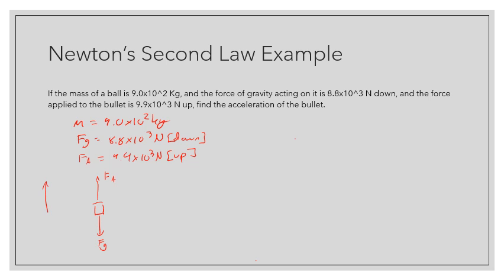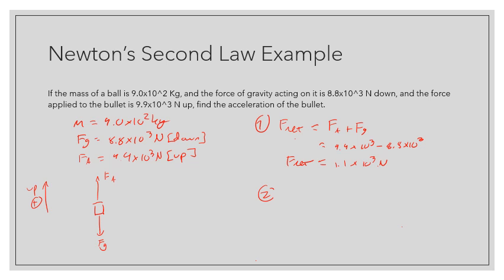In this case, let's make up the positive direction. First, let's get the net force. Force net is equal to Fa plus Fg. That'll be equal to 9.9 times 10 to the 3 minus 8.8 times 10 to the 3, because 8.8 is going down. This comes out to be 1.1 times 10 to the 3 newtons.